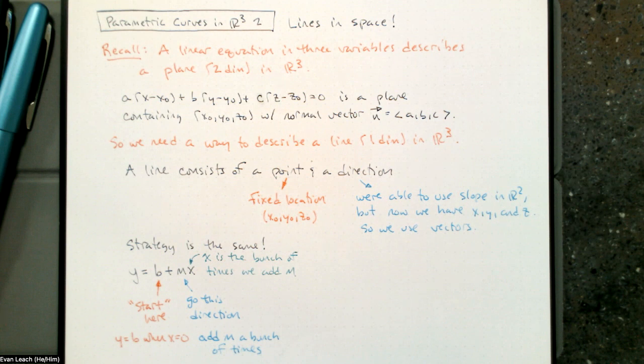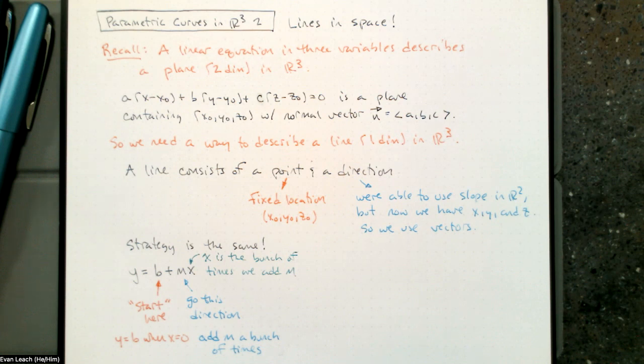This is how we build a line. All we need is two things: a starting point and a direction, a place to go to start and a direction to go. This is how we formulate that. When we only had two variables, we could say start y at this value and then add m a bunch of times. We are going to employ the same strategy when it comes to building a line in R3.